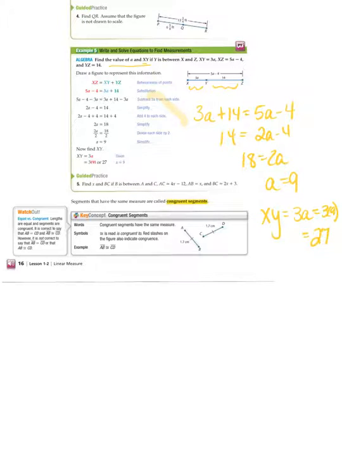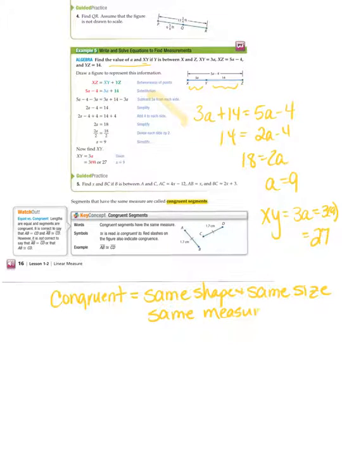All right. Congruent segments. Congruency. Congruent means same shape and same size. So congruent items are going to have the same measure. Their measures are going to be equal.